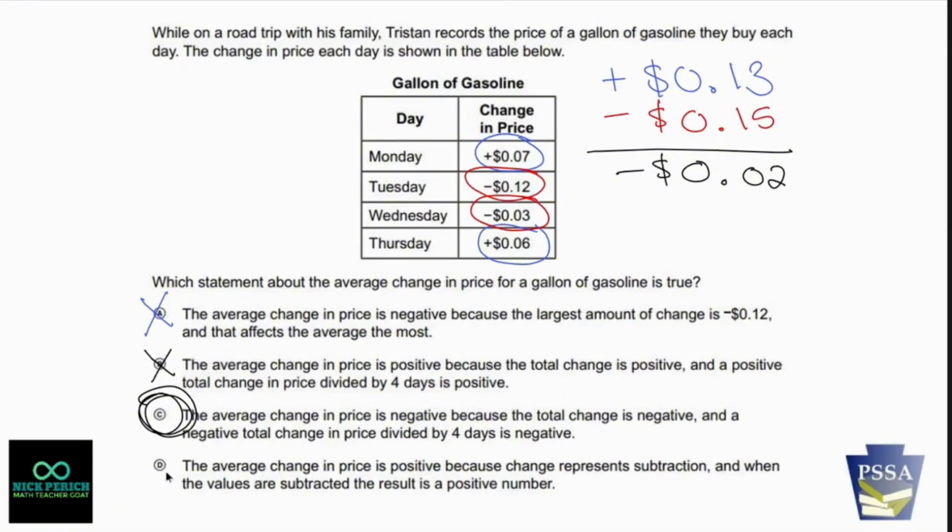Now let's see why D would be wrong. The average change in price is positive. Well, there you have it right away. I don't need to read any further because I know that that's not even true. So none of that. The answer is C. Crazy problem.